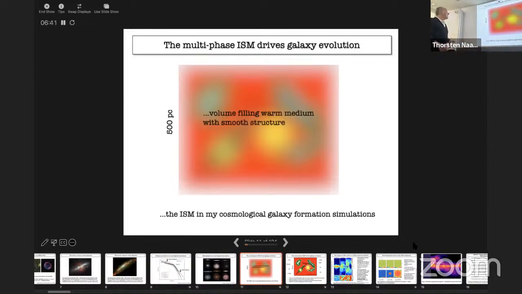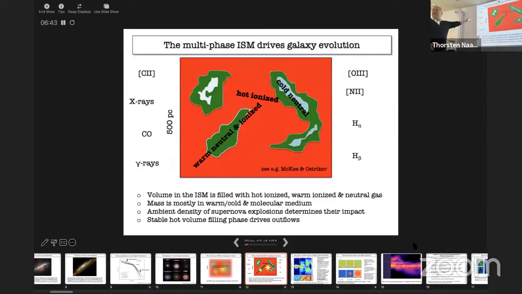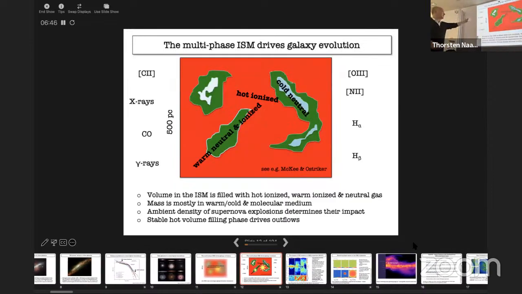Now the ISM actually looks like this, exactly like this with the same colors. And so you have a dense phase, a molecular phase, and around it a neutral phase, warm neutral and ionized gas, and then this is embedded in a hot phase. This is a three-phase medium, and with all its observables, okay?